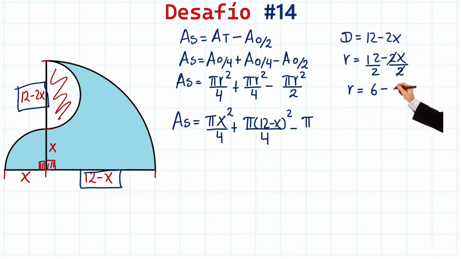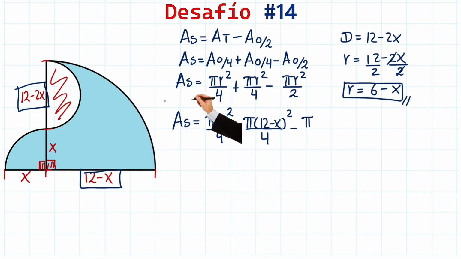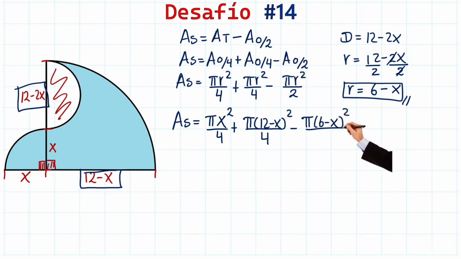Simplifying this 2 with this 2, we have x. Great, right? Now we have the radius of this empty semicircle, so it's (6 minus x) squared, all of this over 2. Very well. And notice that in almost all cases we have pi over 4. Here we just need this 2 to become 4 to have pi over 4 too. And how we can make it 4 is very simple. We multiply this by 2 and divide it by 2.